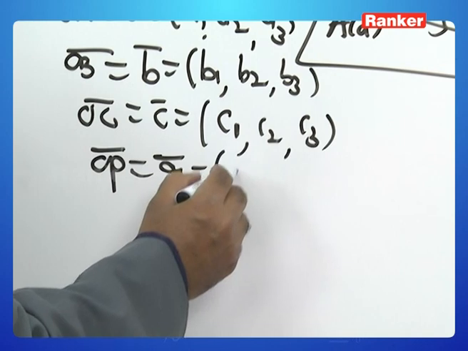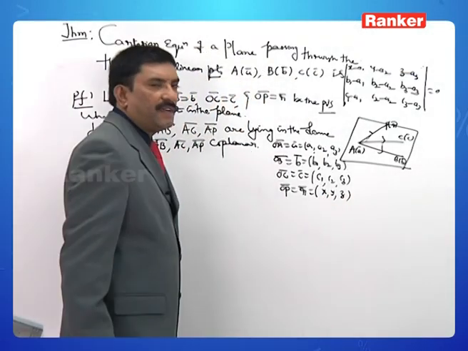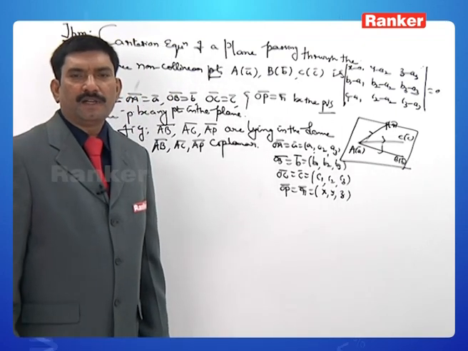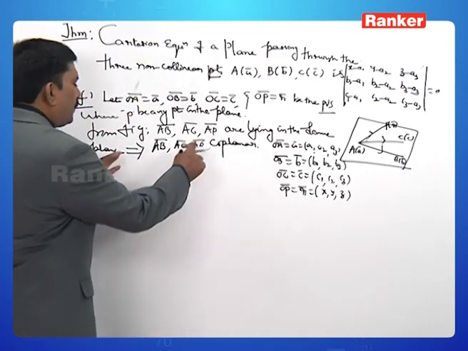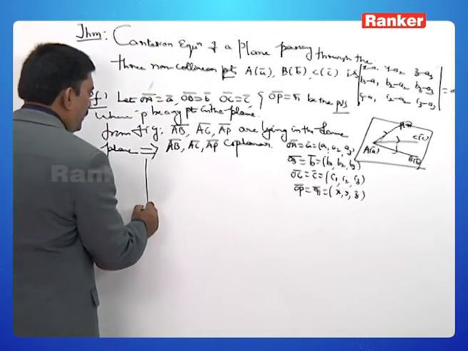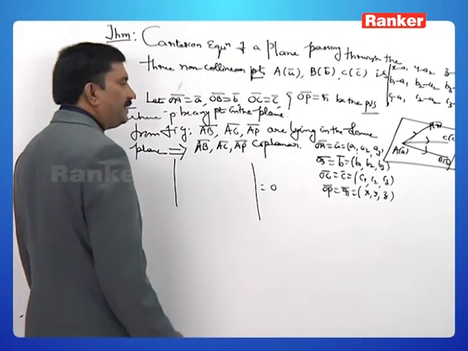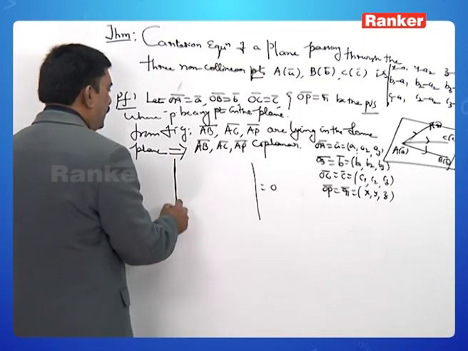OP bar is equal to R bar is equal to xi plus yj plus zk. Followed? Now I can write, when they are coplanar, box of AB bar, AC bar, AP bar is equal to 0. Box is nothing but a determinant value.